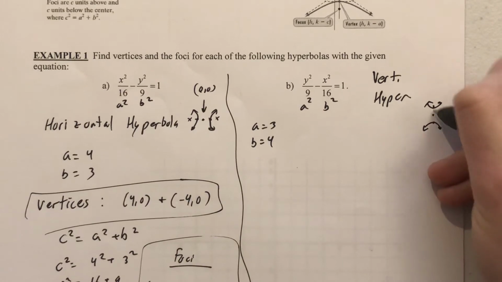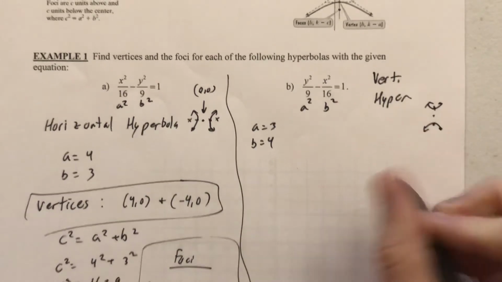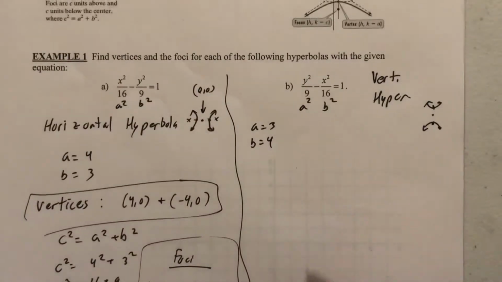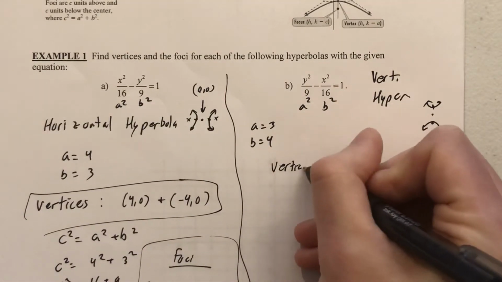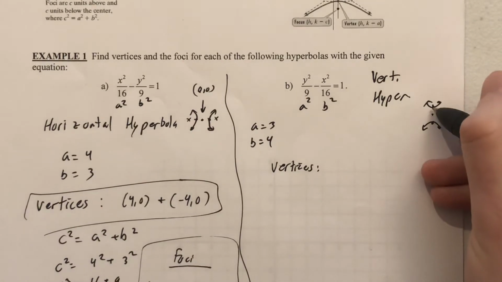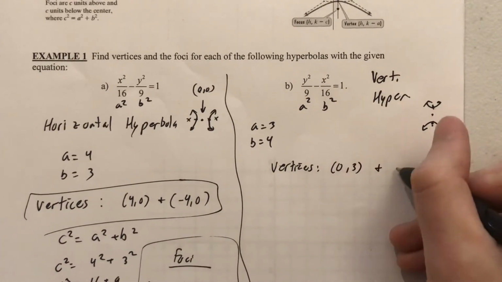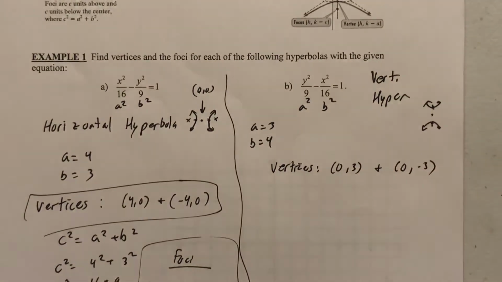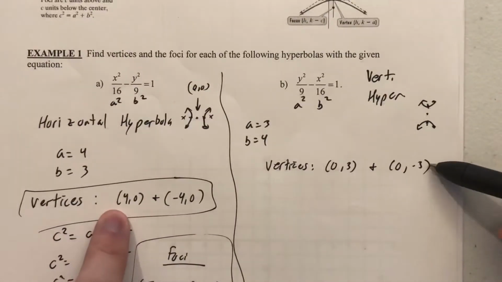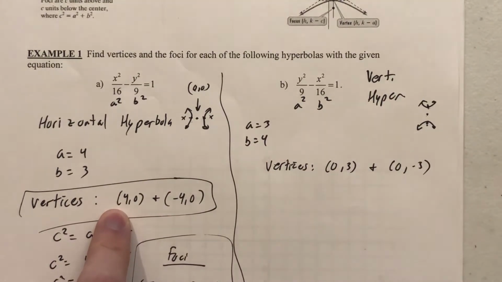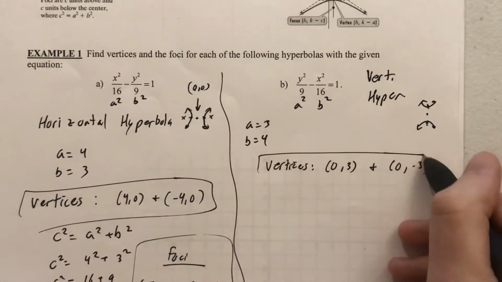To find these vertices, we're going up and down, right? Which for the y will be the a value of 3. So for our vertices, from the center, we want plus 3 and minus 3 to the y value. So 0, 3, and 0, negative 3. Again, just notice the difference. Here, we added a to the x's. Here, we add a to the y's to get to those vertices.